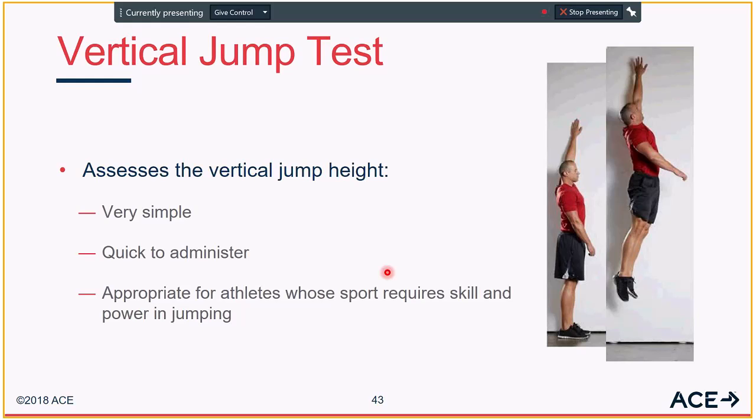ACE doesn't share values for this because they're all based on athletic populations, and most are like college athletes. But you can find a good average for any of these online.